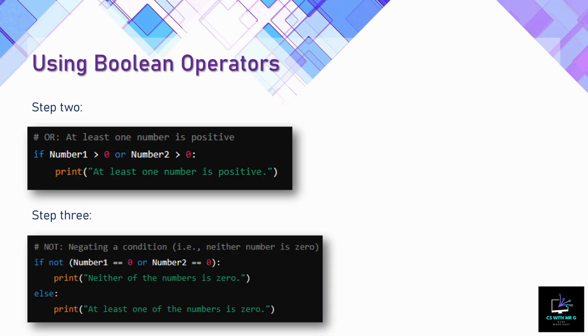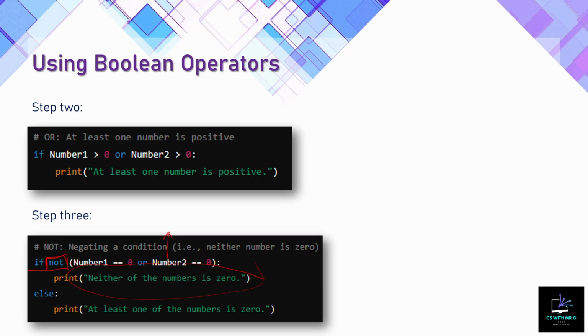And then what we can do to use a not statement is we can say, if not number 1 is equal to 0 or number 2 is equal to 0. The "not" basically means the opposite. So if number 1 or number 2 are 0, this would return true, but we're checking for the opposite, which means it will be false. So it checks both numbers, and if either is 0, and if they aren't, it will print neither of them are 0.